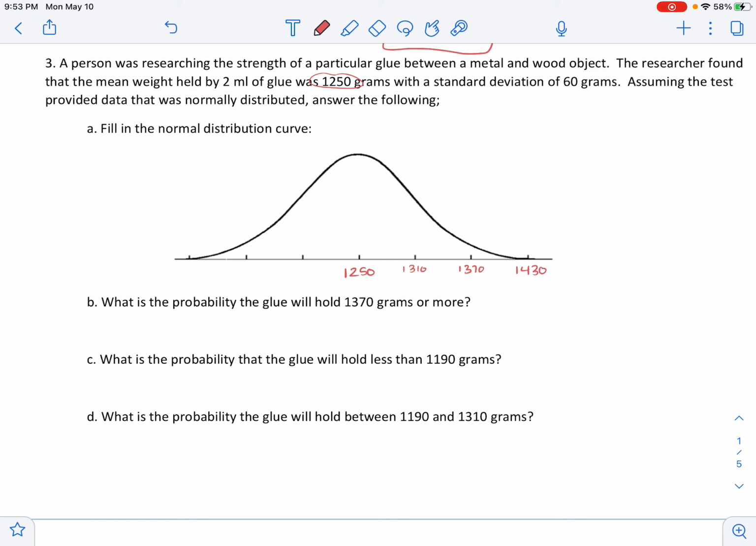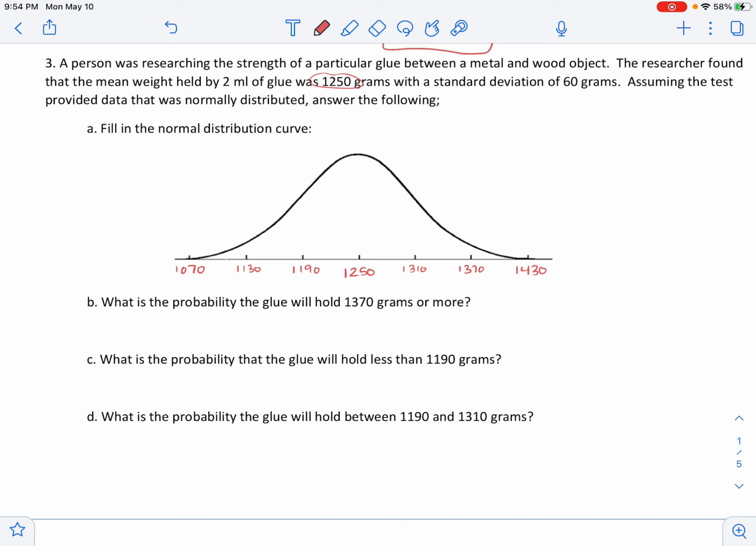1,430. Now, to move to the left, I'm going to subtract the standard deviation. So I'm going to subtract 60 from the mean. I get 1,190. Repeat that again. Subtract 60. I get 1,130. And one last time, I get 1,070. All right, so now our normal distribution curve is filled in. We can move on to the next problem.